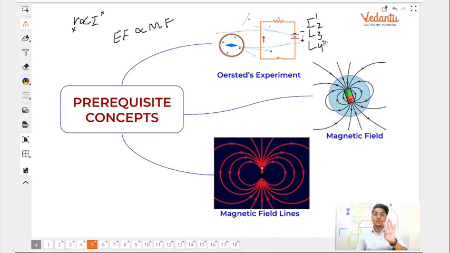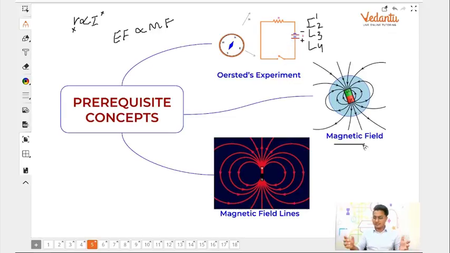4 things which you need to remember from Oersted experiment. Cool? Happy? Okay. Next thing, we have been talking a lot about magnetic field. What is this magnetic field? It's very simple to understand because it's such a simple concept that it just goes into a brain.